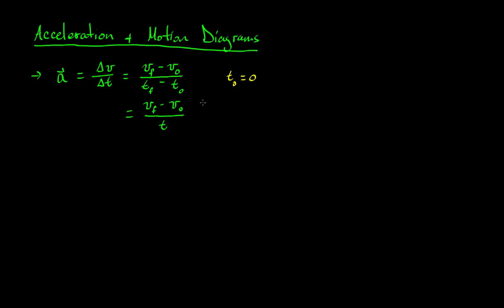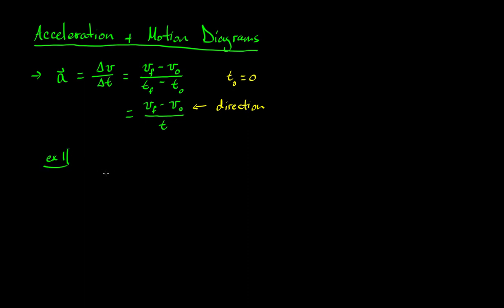The portion up here on top, the velocity, that's what's going to determine direction. So that will determine whether you have a negative or positive acceleration. And so let's look at a couple examples. So we'll do example 1.